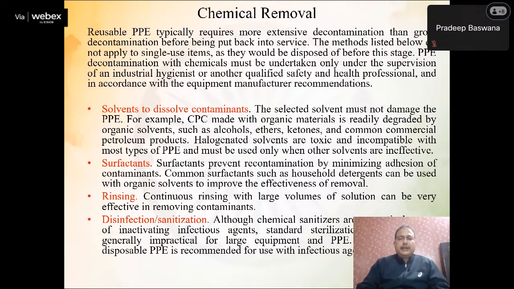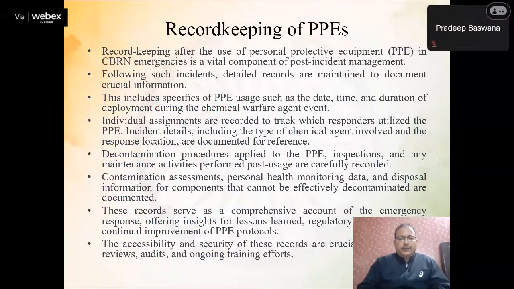Although chemical sanitizers are practical means of inactivating infectious agents, standard sterilization techniques are generally impractical for large equipment and PP. For this reason, disposable PP is recommended for use with infectious agents, as we have seen in the COVID protocol, where disposable PP was used and disposed of very properly, so that infection should not propagate anywhere. Now, the last section of this particular presentation is record keeping of PP.